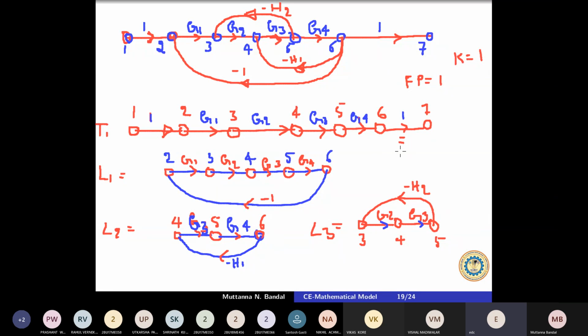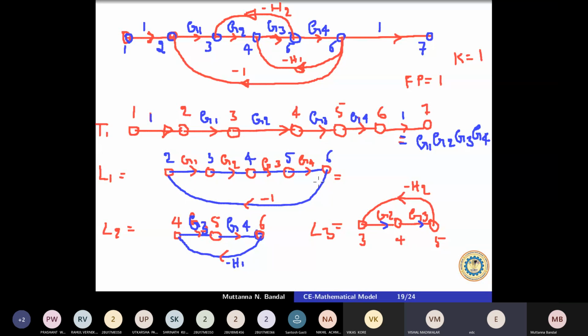Now I will write what is the value of this forward path. So all these are in a series. All the gains are in a series, right? In the sense, I can multiply all these things. So 1 into G1 into G2 into G3 into G4 into 1. So the product of this can be written as G1, G2, G3 and G4. Just take a note of it.